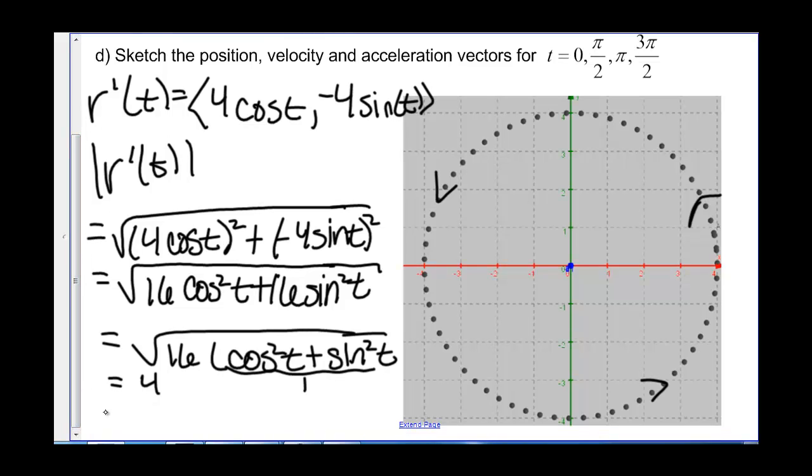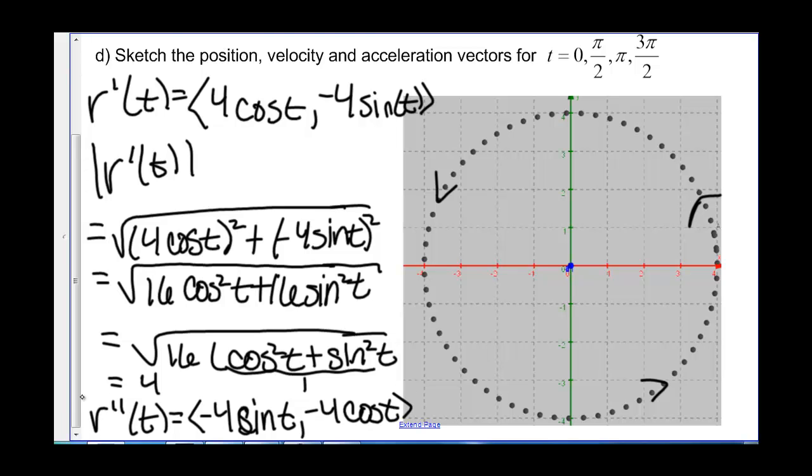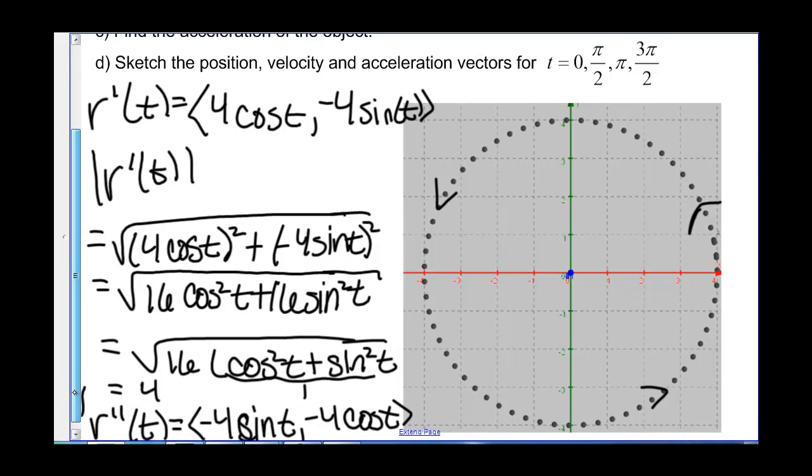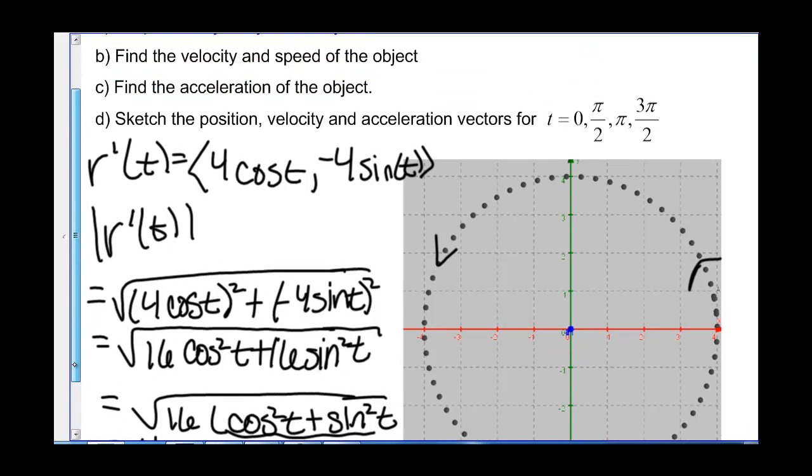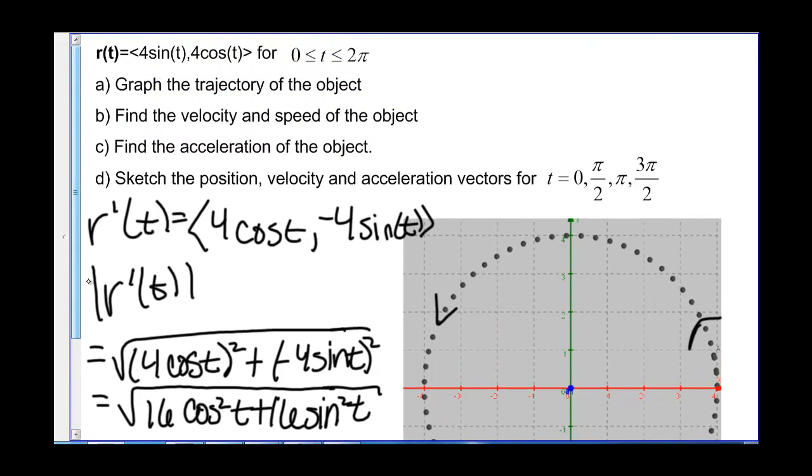Acceleration is the second derivative of r, so that gives us negative 4 sine of t and negative 4 cosine of t. Finally, we're asked to sketch the position, velocity, and acceleration vectors for t equals 0, pi over 2, pi, and 3 pi over 2. So we'll do position in red.